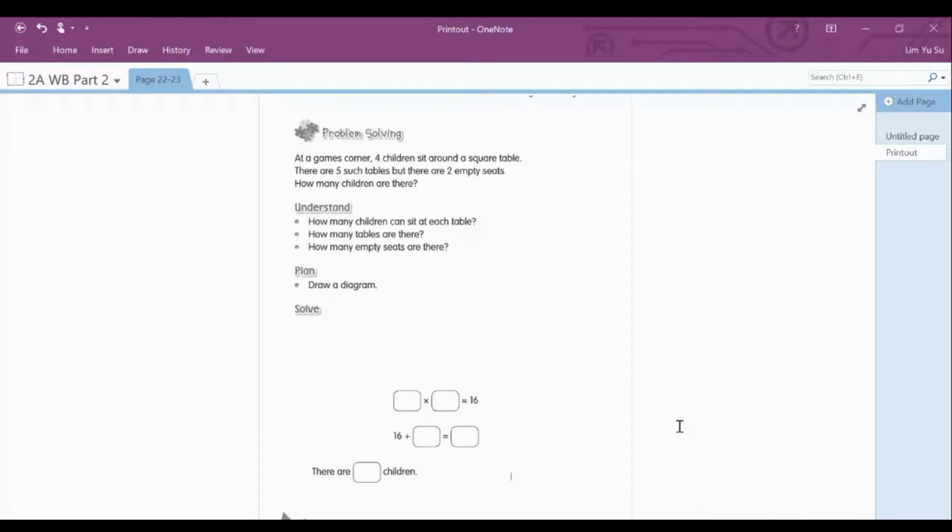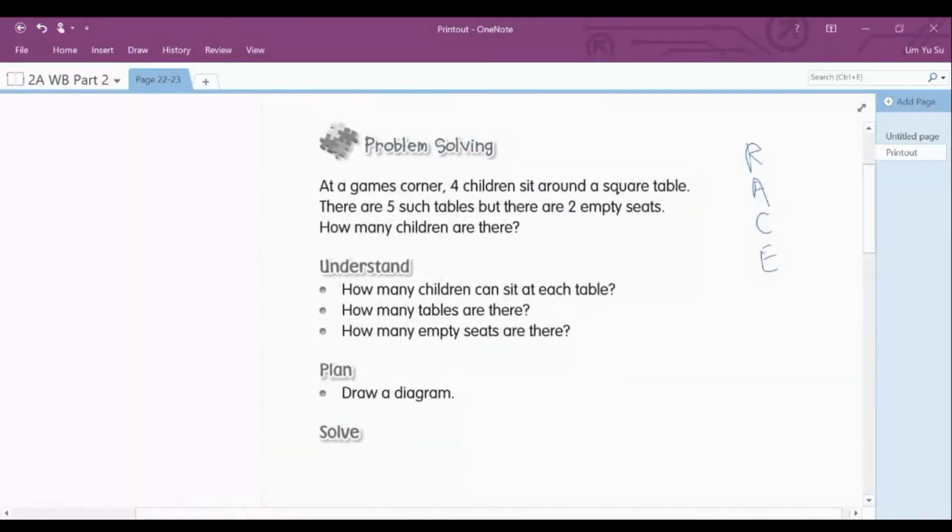Let's practice our RACE, how we will solve any word problem. Okay, so I'm going to write down my RACE here. We need to practice our same methods to solving the question.